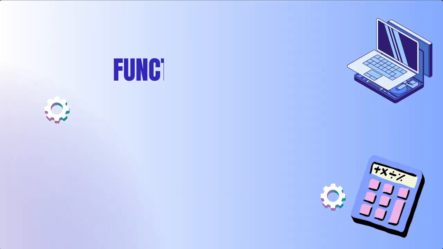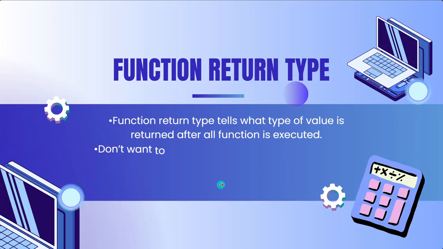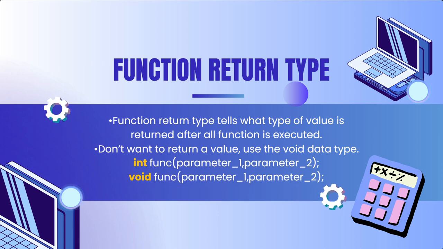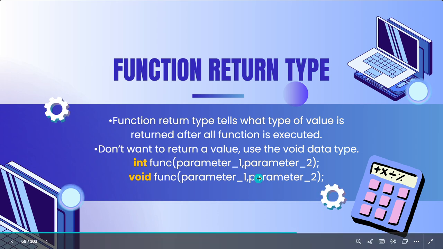Moving on, we have function return type. I just explained what a function return type is. Before the function name, you mention what type of value it is going to return in the end, which is the ending point of the function. So the function return type tells what value will be returned when the function is executed. If we don't want to return a value, then we use the void data type. So this is how it is done.